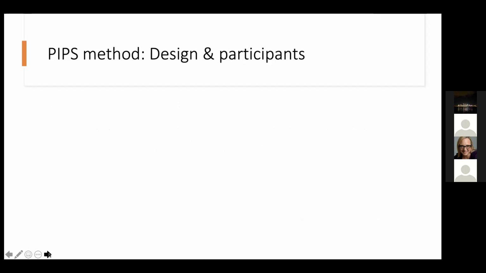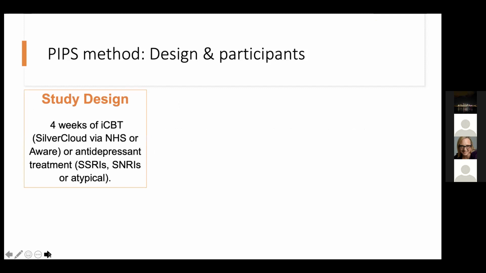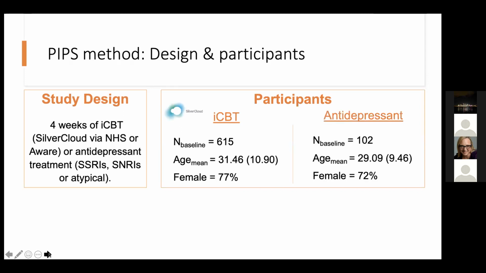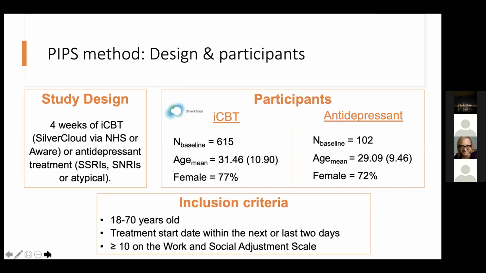So in terms of our methods and design, we recruited people who were starting either internet-based cognitive behavioral therapy or antidepressant treatments. So far, we've recruited 615 people who are starting internet-based cognitive behavioral therapy, with a mean age of 31 and 77% female. We've also recruited 102 people with a mean age of 29, who are 72% female, within our antidepressant arm. We excluded people who weren't 18 to 70 years old, who weren't starting their treatment within the next or last 2 days of screening, and people who scored less than 10 on the Work and Social Adjustment Scale as an assessment of impaired functioning.